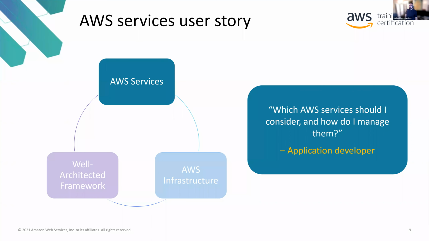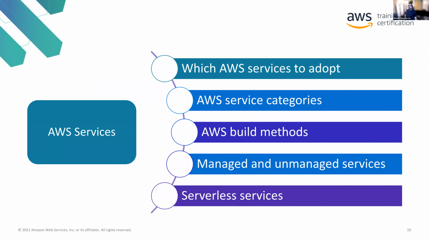Now, which AWS services should I consider and how do I manage them, right? Basic questions. So which services should I adopt? What are the different service categories? How do I use AWS? What's the difference between managed and unmanaged? And what kind of lies is Michael Forrester going to tell you when he says the word serverless? That's really what you should take in, right?